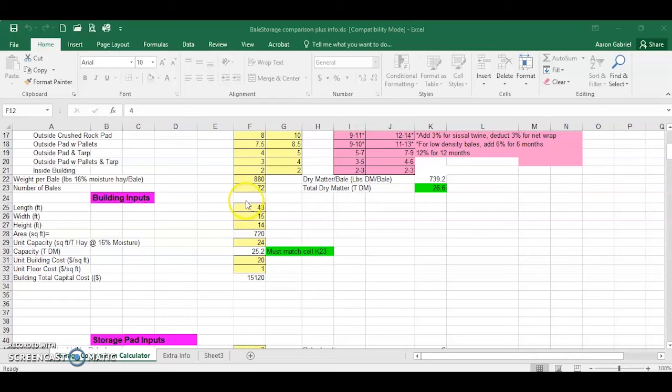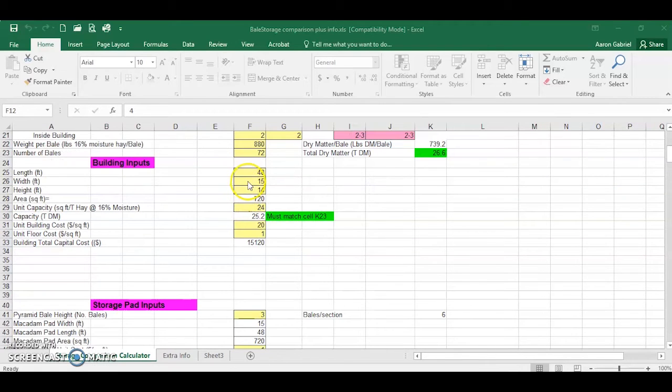So after you talk about the storage losses based on the storage type, you're going to go to building inputs. If you're going to be comparing a building, in these yellow cells, you're going to describe the building, its length, its width, its height, and that's going to calculate the square feet. And then for the unit capacity, the square feet per ton of hay, you need to enter that. And some of that may be a little bit difficult to figure out.